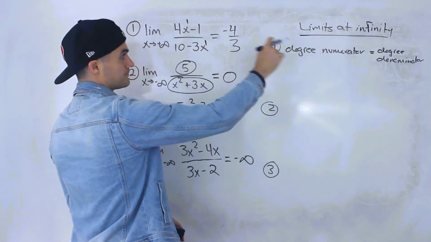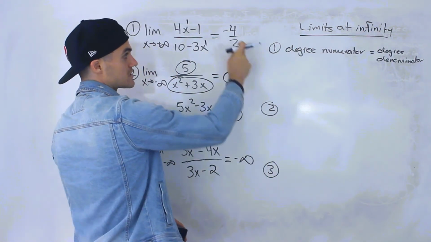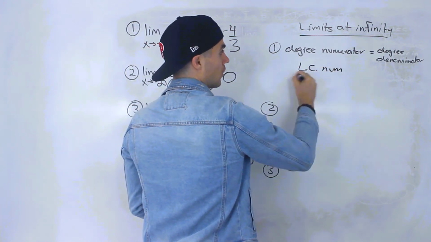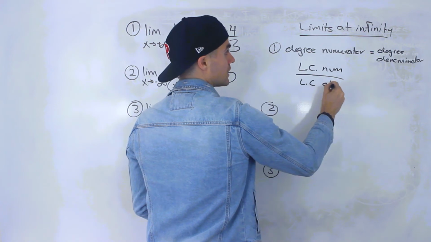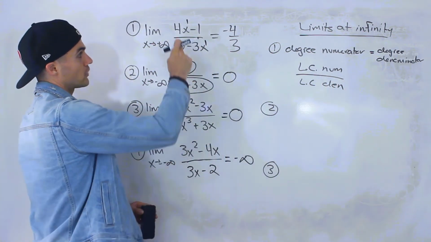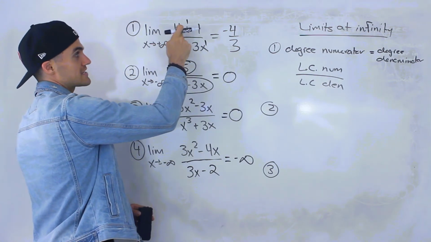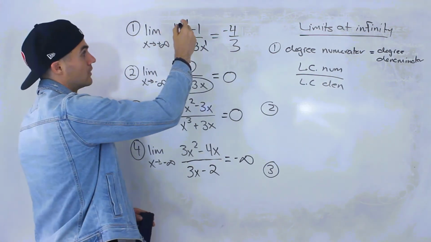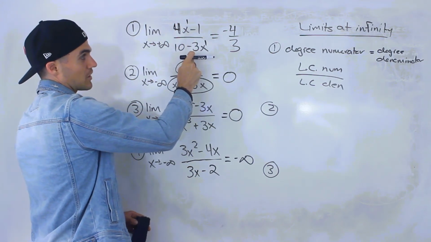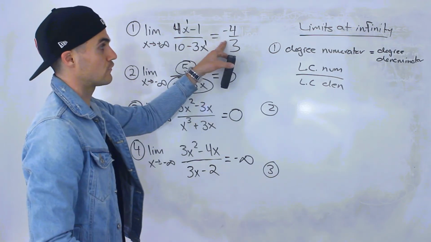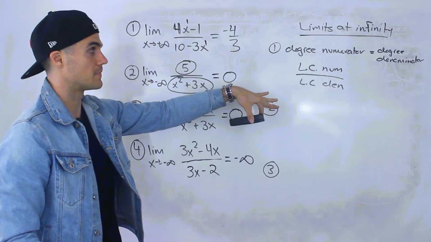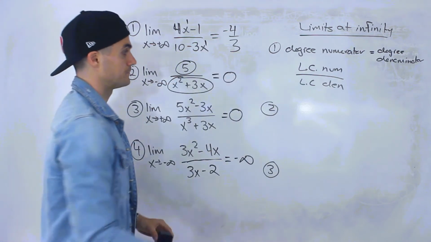If this happens, the answer is always going to be the leading coefficient of the numerator over the leading coefficient of the denominator. So what's the leading coefficient of the numerator? The leading coefficient is the coefficient that's in front of x to the highest power. So it's 4, and over here the leading coefficient is -3. So it'll be 4 over -3, or -4 over 3. Notice that's what we ended up getting doing the algebra. So that's a case that can come up.